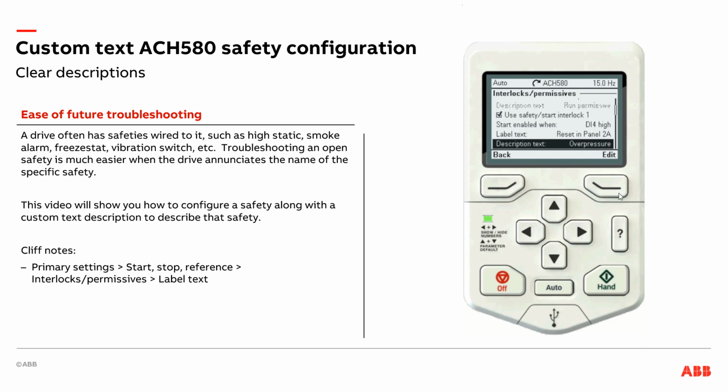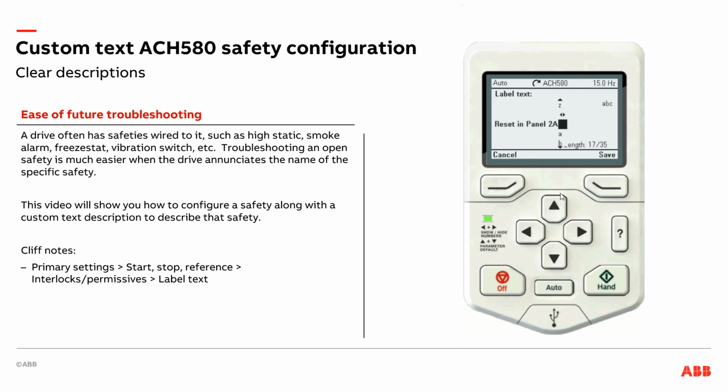So we've got this description text, which is the pre-canned list. We're going to go with overpressure because this is a high static safety. And then what I want to look at a little closer today is this label text area. I've already typed out what it would be. I did reset in panel 2A.